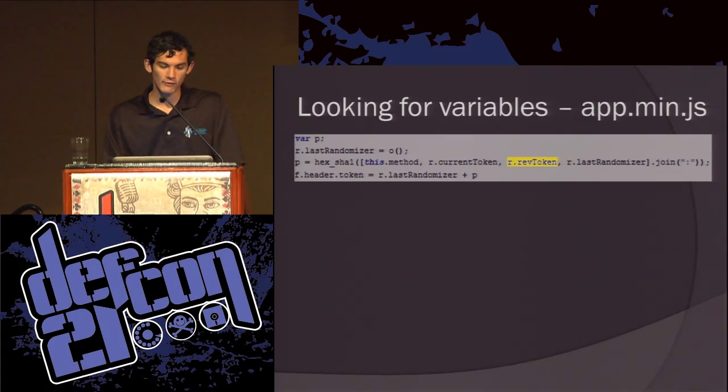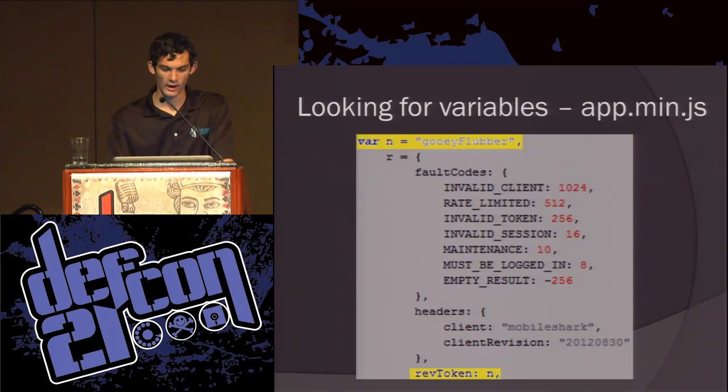We need this r.revToken. So I do a Control F for revToken, and I find revToken, which is equal to n. N is equal to GUI flubber, which is the secret key which they hope no one would find. Unfortunately, they probably shouldn't have put it right on top of, okay.